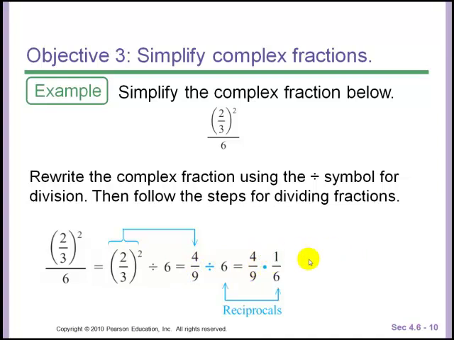Again, you could multiply straight across and get 4 over 54, but it is easier to break the numbers down and do your simplifying here. We wind up with 2 times 1 on top and 9 times 3 in the bottom, or 2/27. This cannot be converted to a mixed number because it is a proper fraction.